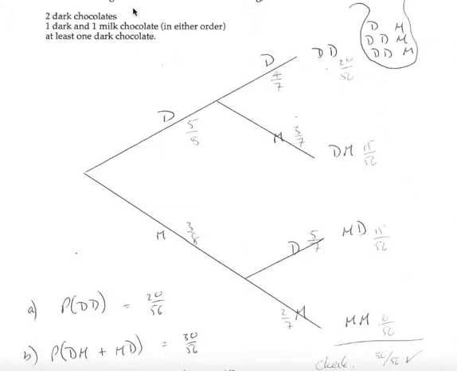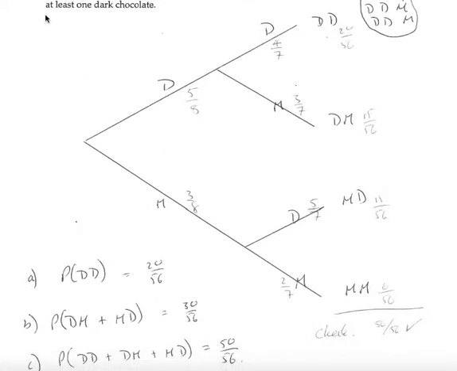So the probability of 2 dark chocolates, a dark followed by a dark, 20 56ths. The probability that one of them is dark and one of them is milk, either way around, so that's either a dark first followed by a milk or a milk first followed by a dark. So the combined probability of those two options is 30 56ths.